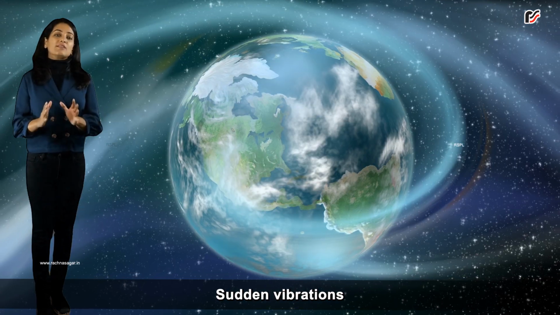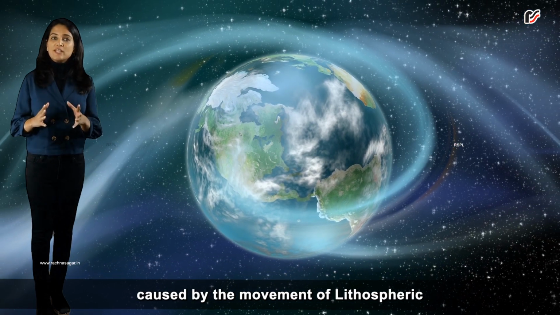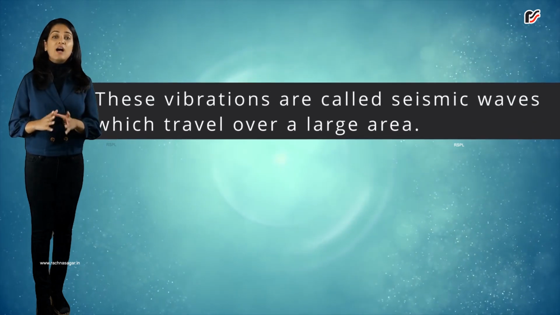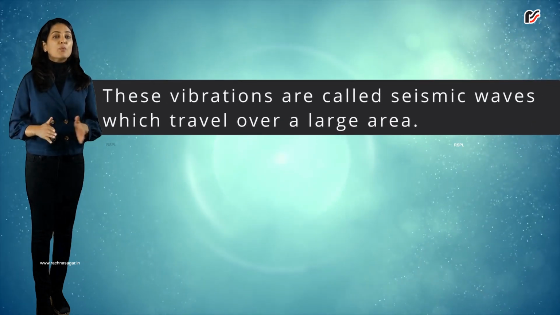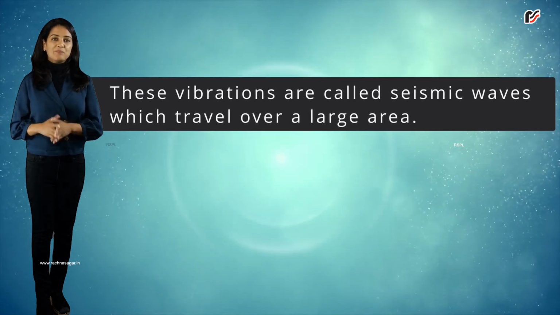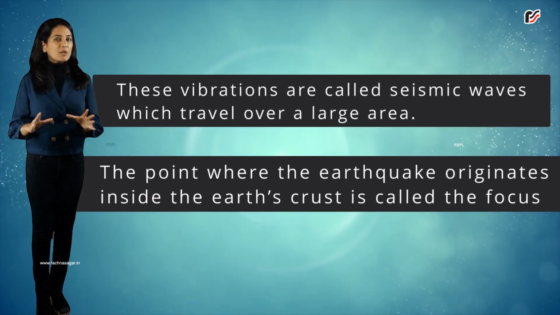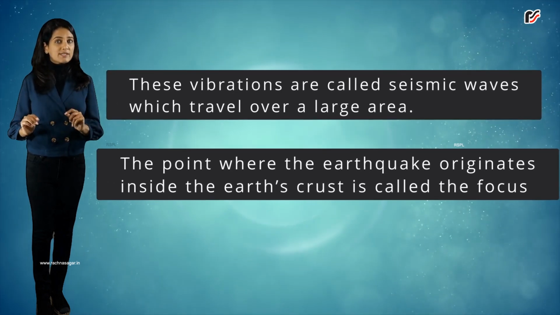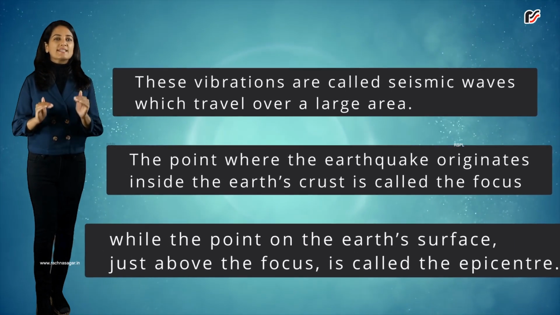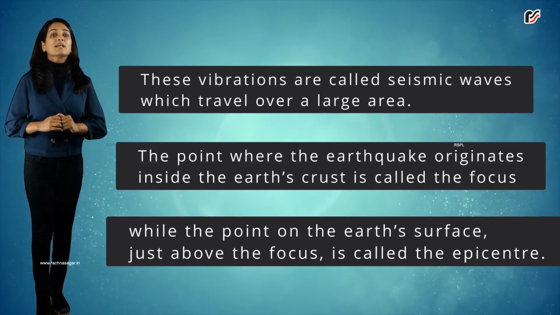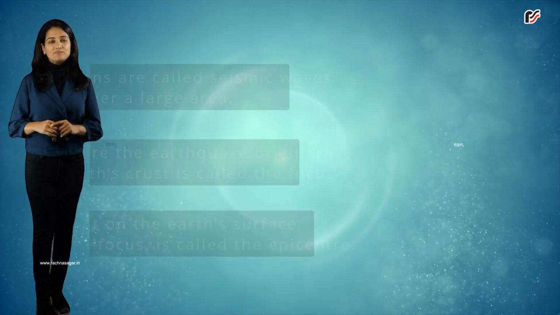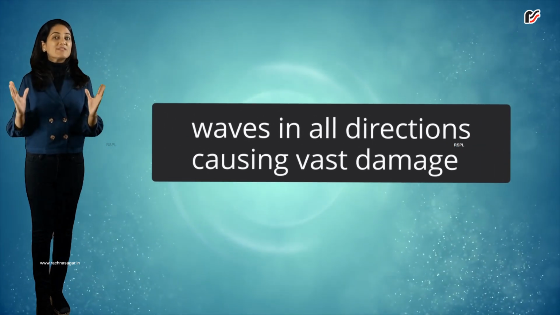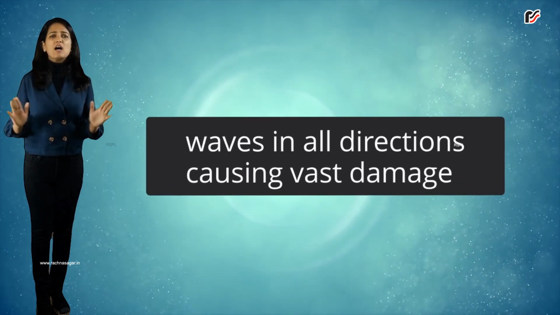Earthquakes. Sudden vibrations caused by the movement of lithospheric plates are called earthquakes. These vibrations are called seismic waves, which travel over a large area. The point where the earthquake originates inside the Earth's crust is called the focus, while the point on the Earth's surface just above the focus is called the epicenter. Vibrations travel outwards from the epicenter as waves in all directions, causing vast damage.